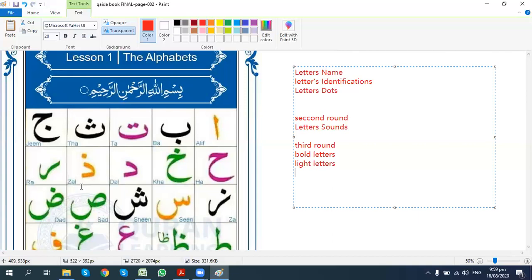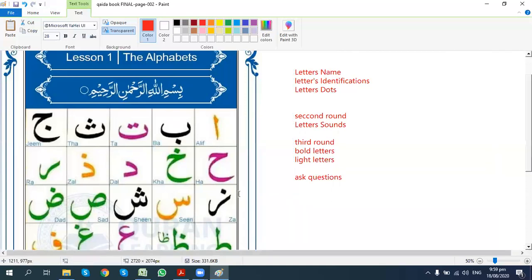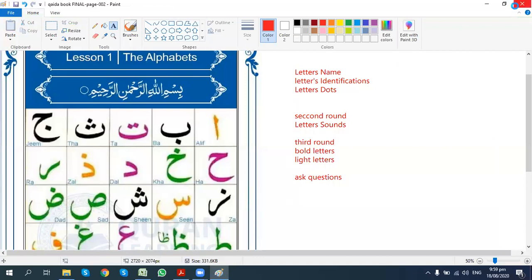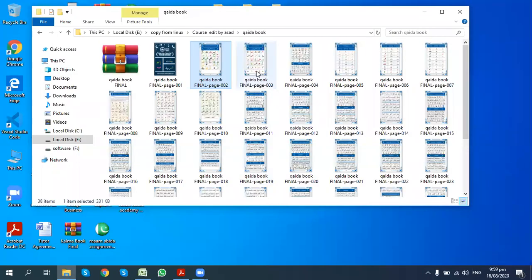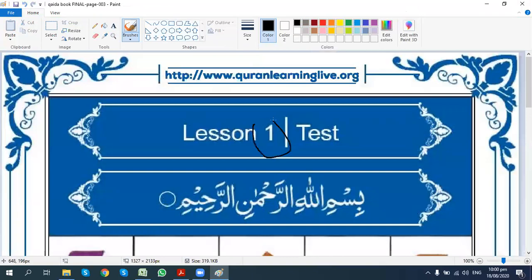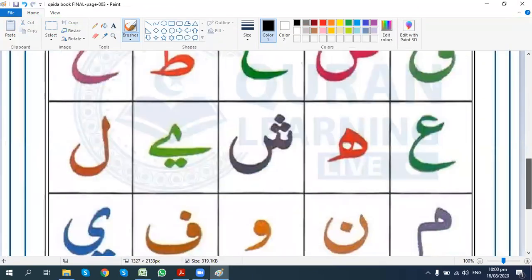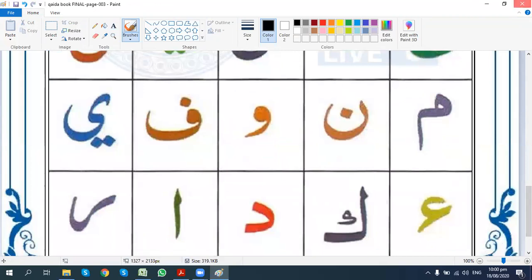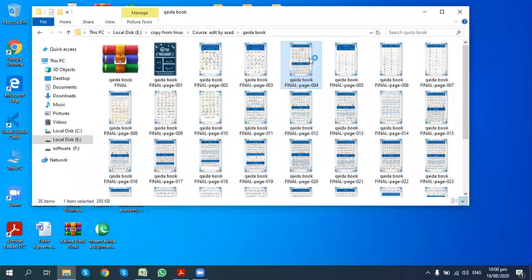When you finish all your 3 rounds, then you can ask questions to know whether your student understood all the things or not. If you think yes, your student has understood all the parts, all the rounds and all the points, then you can go for the next. As I told you, the next is your test lesson, and in this lesson the student will tell you each and everything which you taught in your previous lesson, and after that you can go for the next.